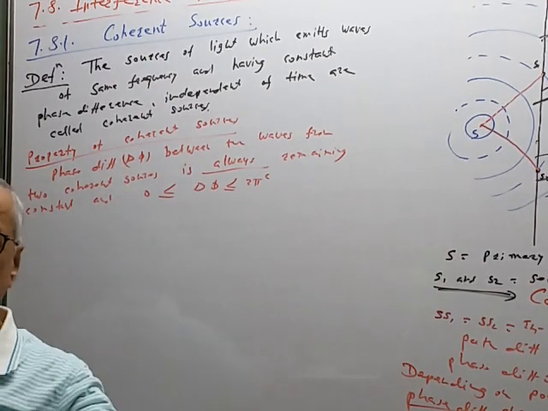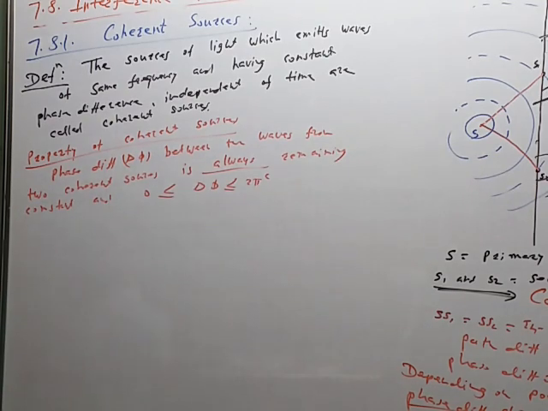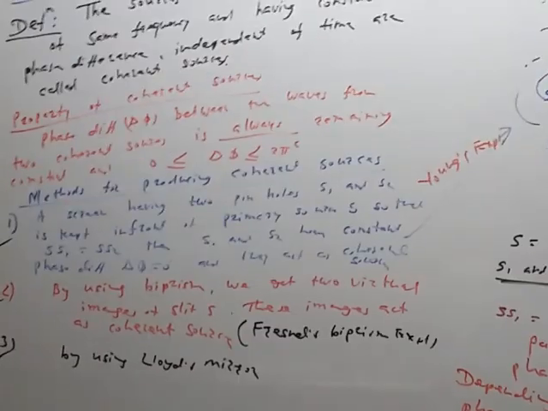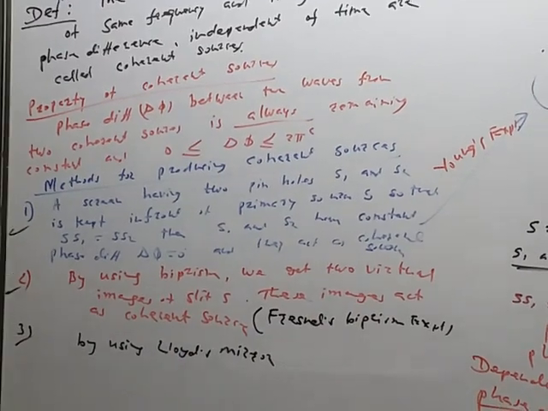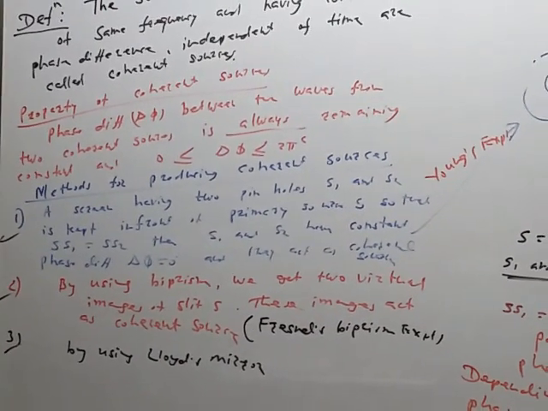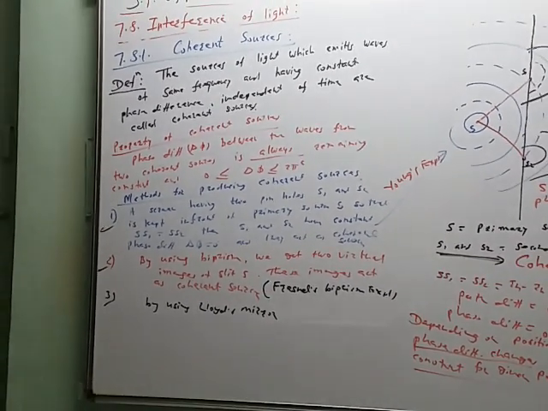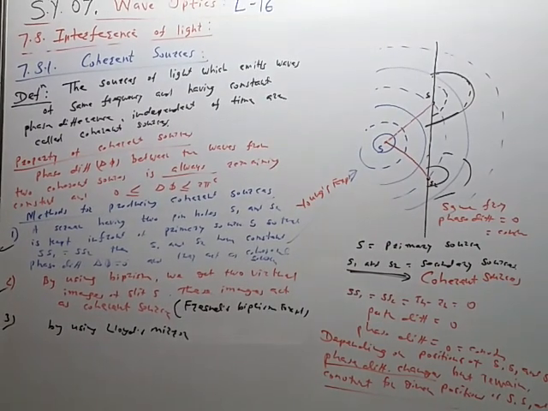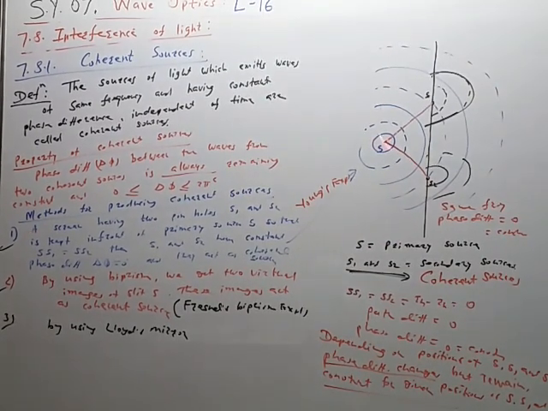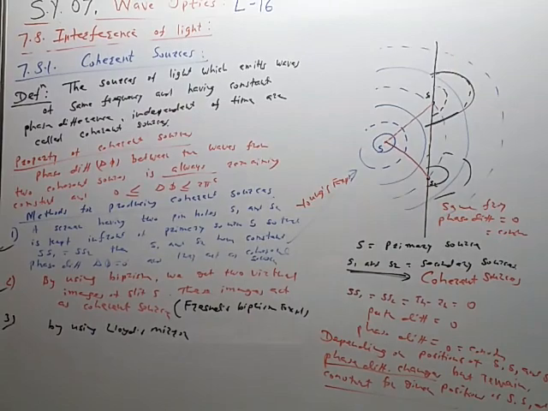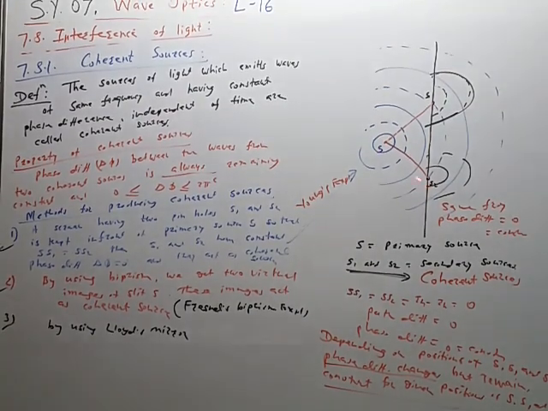It depends upon the distance between S1 and S2, like this. So this is the property of the coherent sources. The phase difference is remaining constant. So to produce the coherent sources, method number 1 is this. It is shown already in this figure. A screen is having two holes, S1 and S2 pinhole, and this screen is kept in front of S so that distance SS1 is equal to distance SS2.